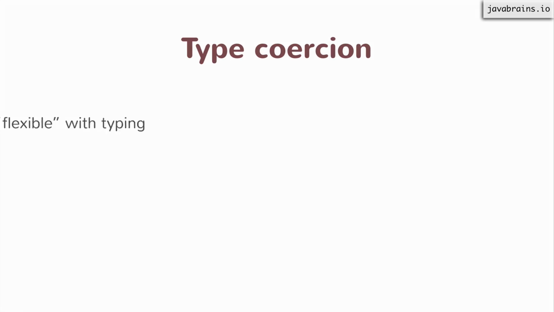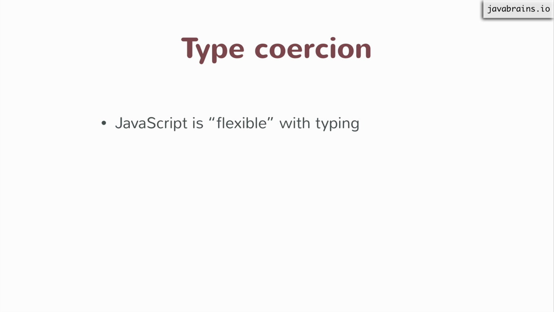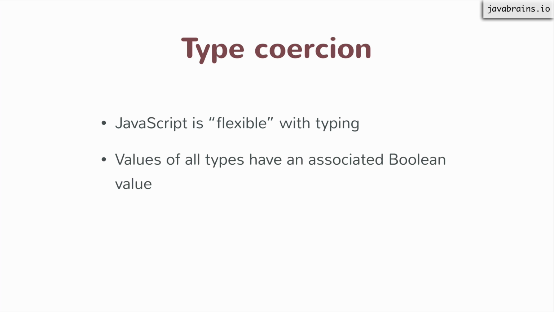Okay, so to summarize, type coercion. JavaScript is flexible with typing, sometimes to the frustration of developers, but this is the way the language is. It kind of converts from type to type, depending on the syntax and the need. Values of all types have an associated Boolean value. You don't have to have a Boolean in an if block or a while block. In fact, you can have a value of a different type and each of those values has a corresponding Boolean value.